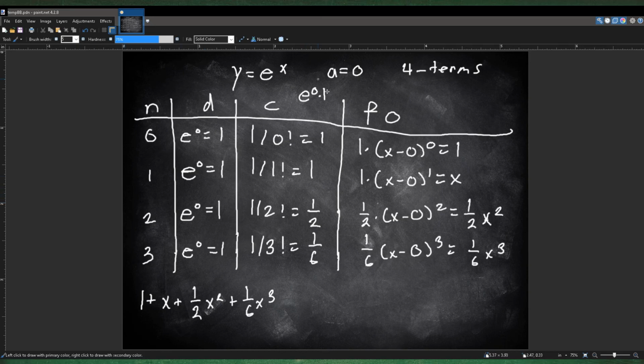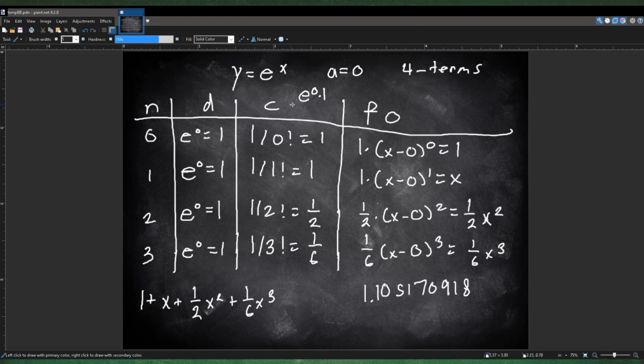But let's just say we want to find e to the power 0.1. If you plug in e to the power 0.1 on your calculator, you get somewhere around 1.1051709, 0918. Right? Somewhere around there.